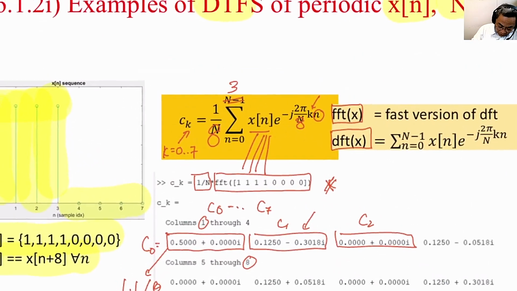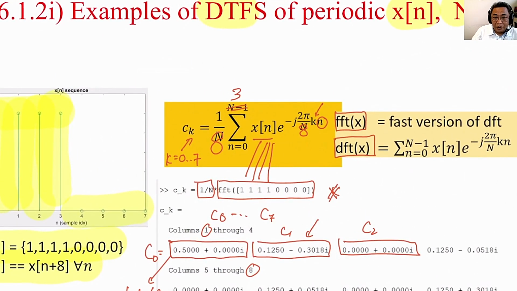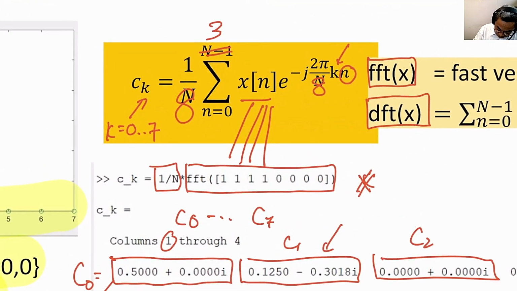Right, I want to make a clarification. Remember that in this previous example, n equals 8. Why did I change it to 3? The reason is that in our example, the values of x4, x5, x6 and up to x7 are all 0, and hence I write it as 0 to 3.